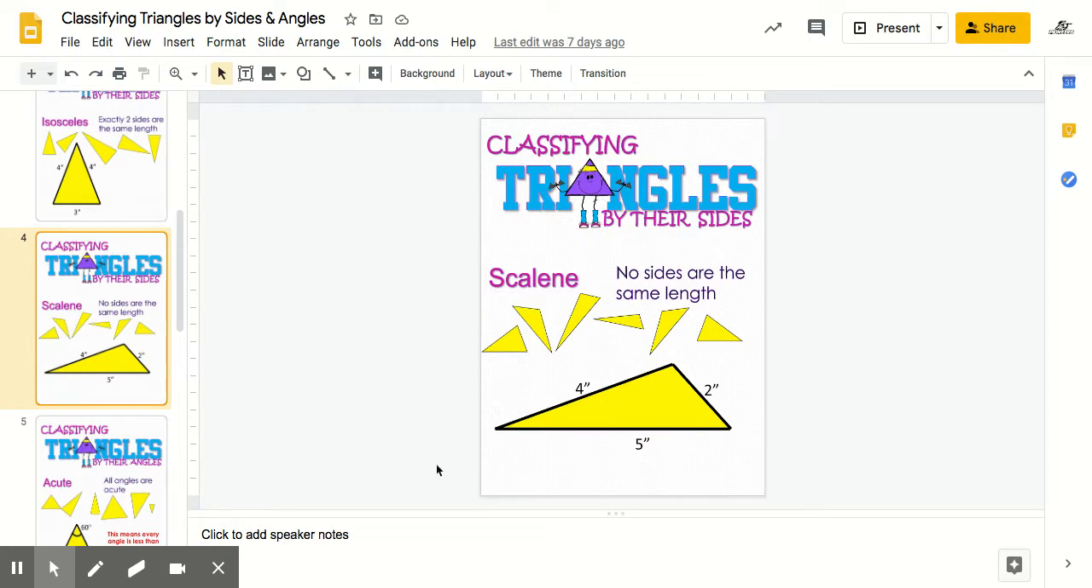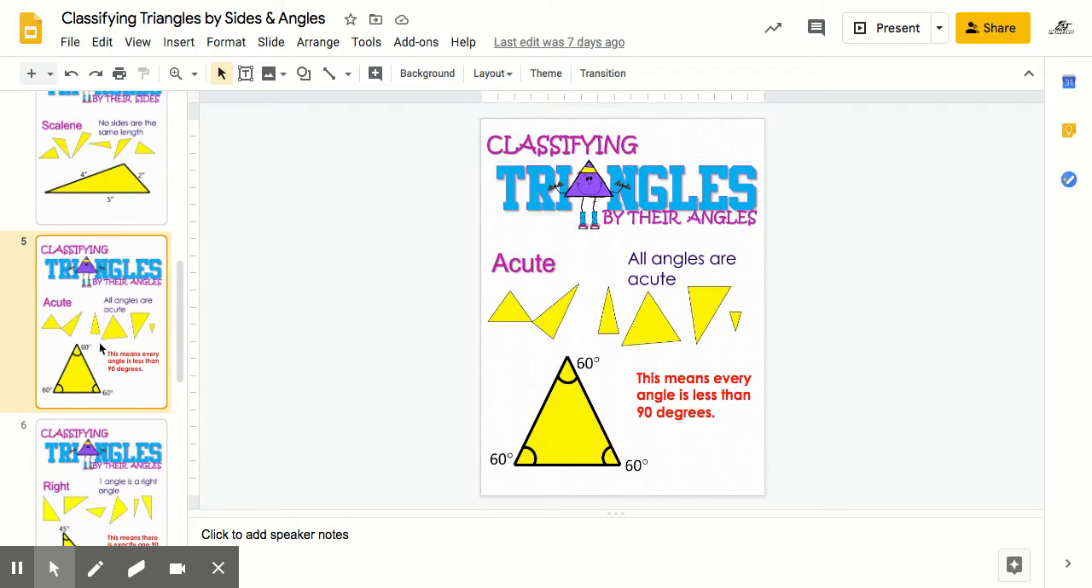Okay, so three types of triangles that we can classify by their sides. Equilateral means all sides are equal. Isosceles has to have exactly two sides that are equal. And scalene has to have no sides that are equal.